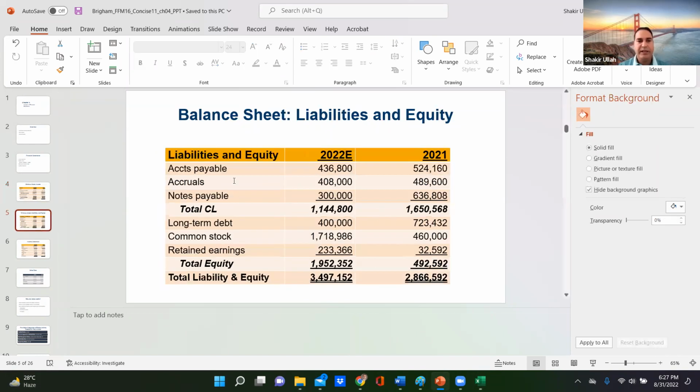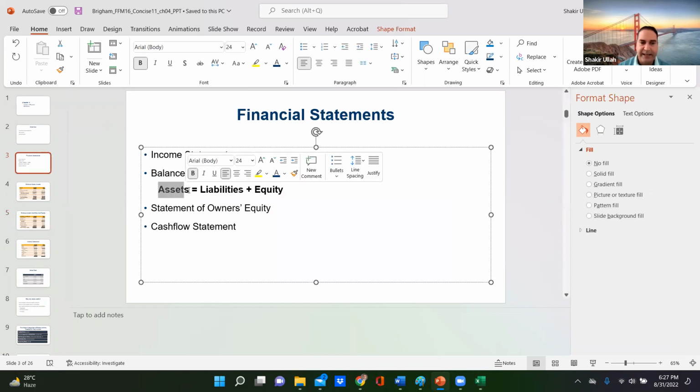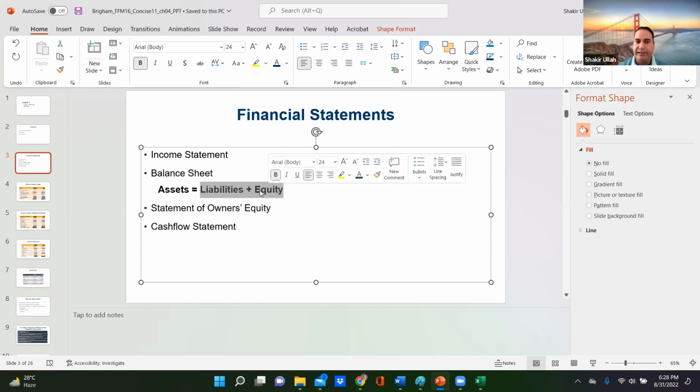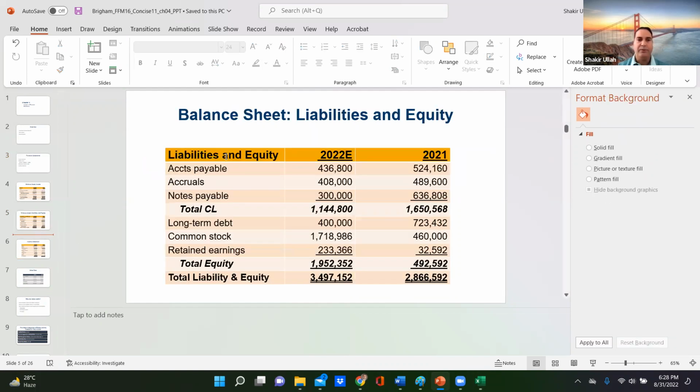Okay, now we go to the next side of the balance sheet equation. Going back to the balance sheet equation, we talked about assets. And by now we know that we have two types of assets primarily, current assets and long-term assets. And we talked about those in our balance sheet. Now we go to the next side of the balance sheet, and that is liabilities and owner's equity. So let's go to the liabilities and owner's equity part. Here you go, liabilities and owner's equity.